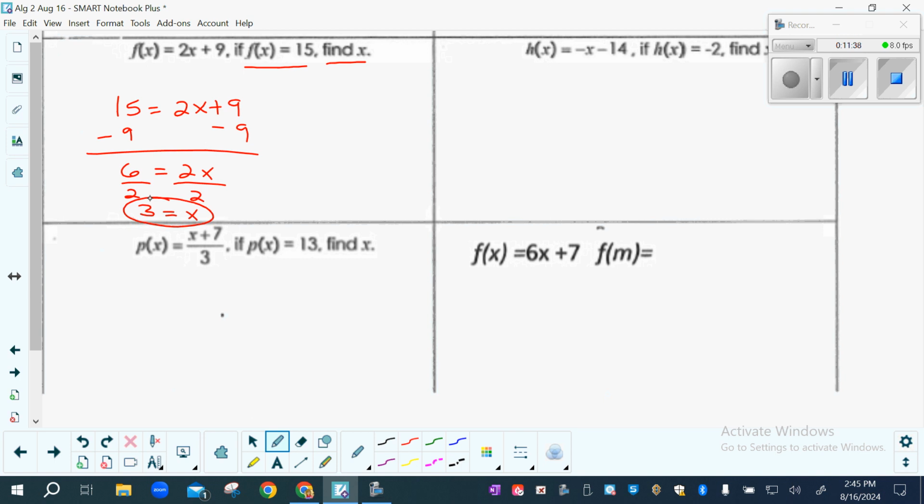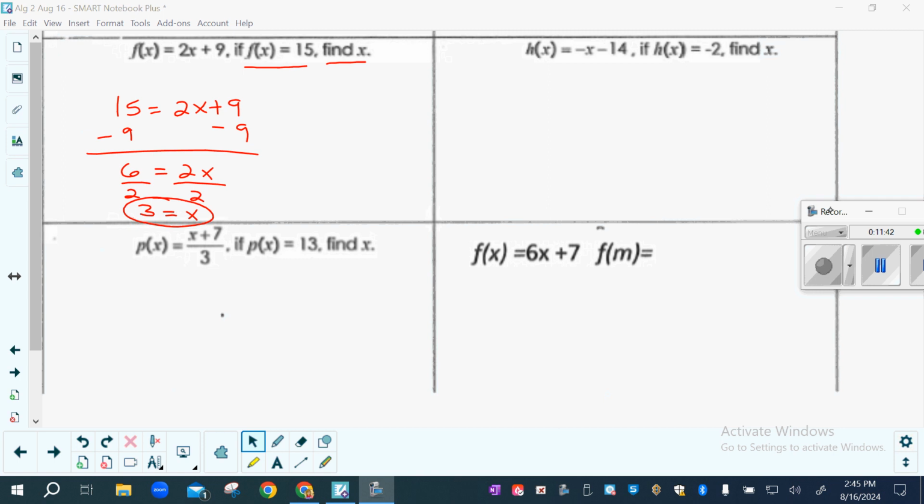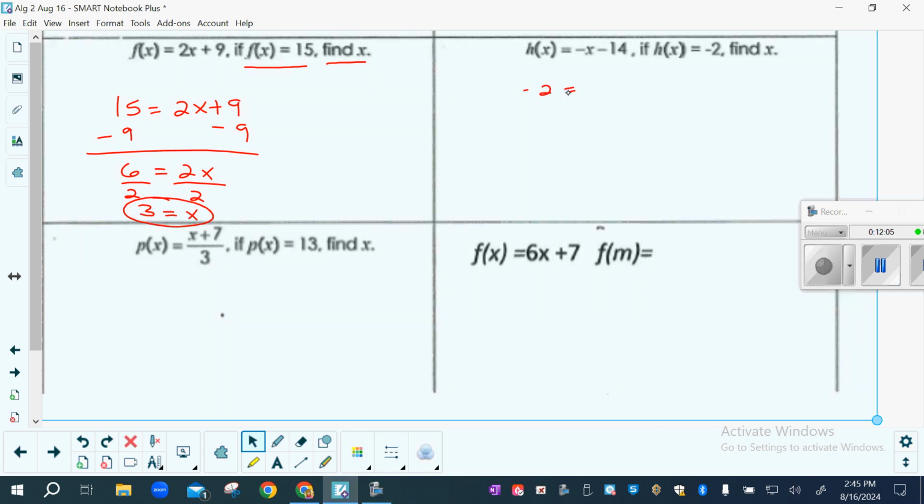Okay, similar here, h of x is negative x minus 14. If h of x is negative 2, we want to find x. So where do we put the negative 2? Yes, we're putting it in place of the h of x. So negative 2 equals negative x minus 14.